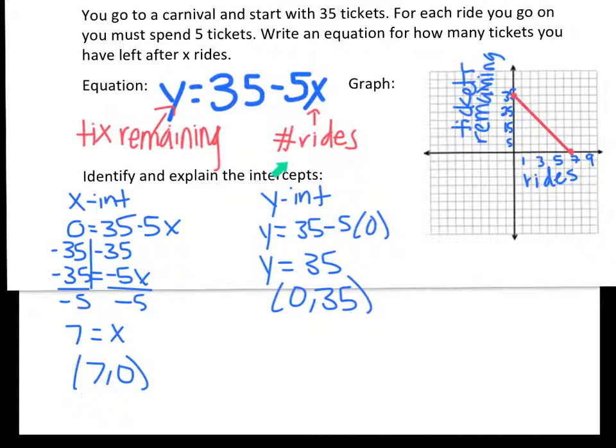Notice that I addressed both my x and my y here. Similarly, the y-intercept (0, 35) means that when I've gone on 0 rides, I have 35 tickets remaining. And I could pick any other ordered pair, for example, the point (5, 10), and I could determine what that means. That means that after 5 rides, I only have 10 remaining tickets.